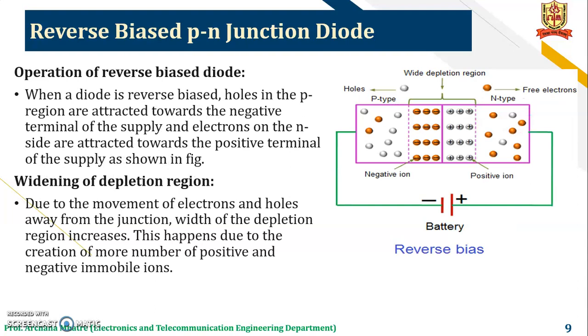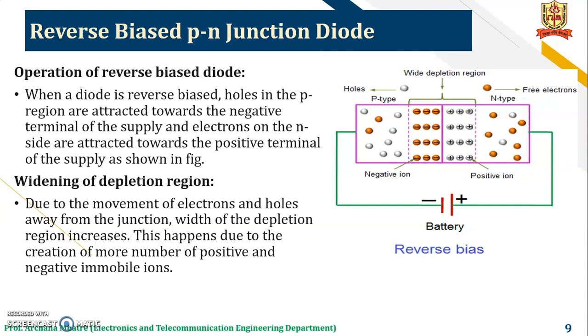Operation of reverse bias diode. When the diode is reverse biased, holes in the P region are attracted towards the negative terminal of the supply and electrons on the N side are attracted towards the positive terminal of the supply, as shown in figure.